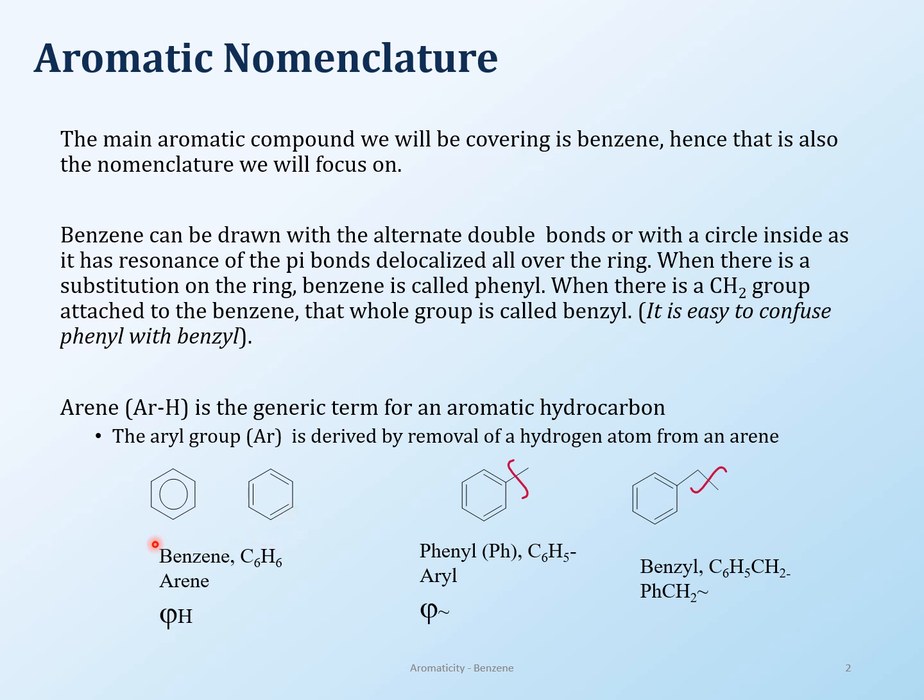Now regarding nomenclature, here is benzene. This is also called an arene ring. And if you really want to be an organic chemist, this is the symbol phi, and you use phi H for benzene. If you wanted to, you don't have to. But anyhow, that's benzene. Benzene is C6H6.